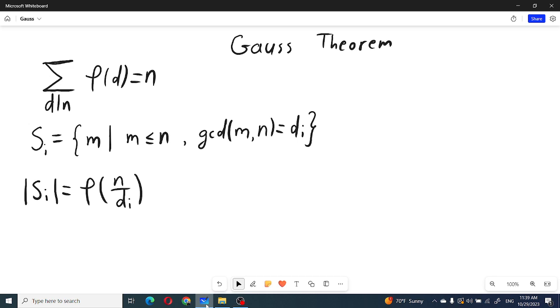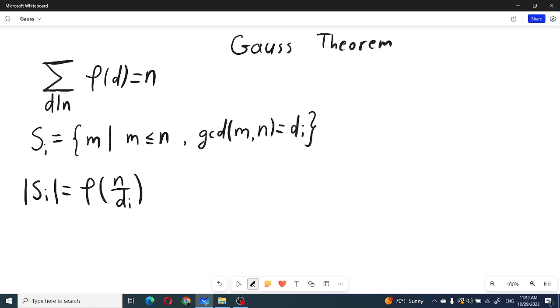Hello, today we will discuss Gauss's Theorem, which tells us that if we take any positive integer n and take all its divisors d, and take the sum of phi of d for every d, where phi of d is Euler's totient function, which counts the number of positive integers which are less than or equal to d and coprime to d, so their GCD with d must be 1, then this sum must be equal to n.